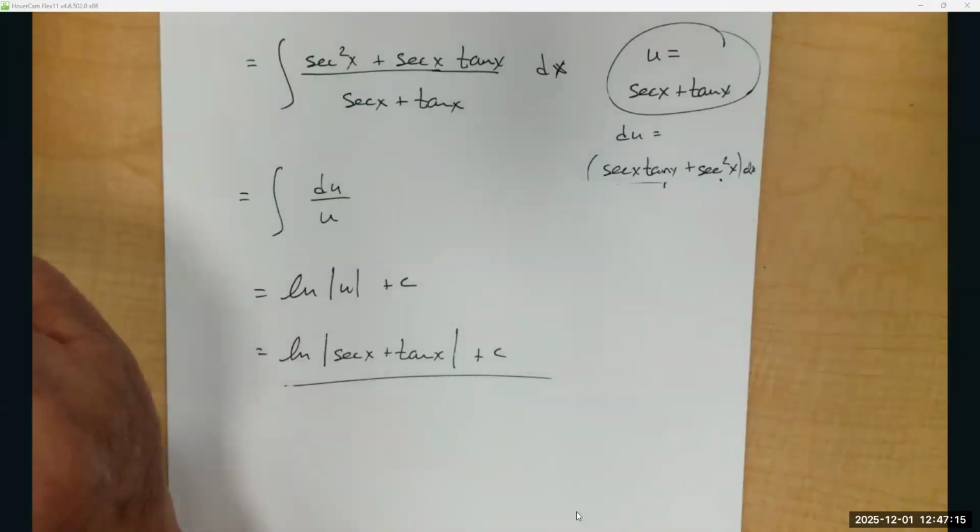Let's see. How many more examples we got? A couple more examples.